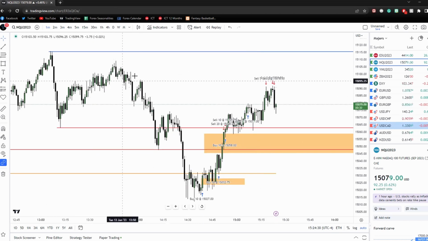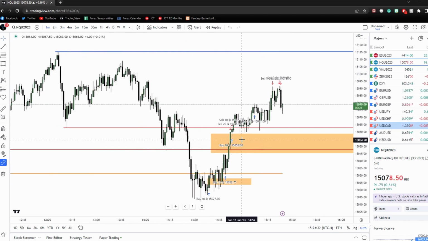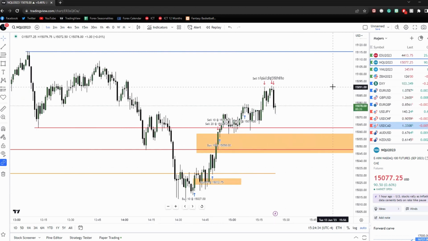And this was after CPI, so I was just working in the ranges between CPI and trading this here.